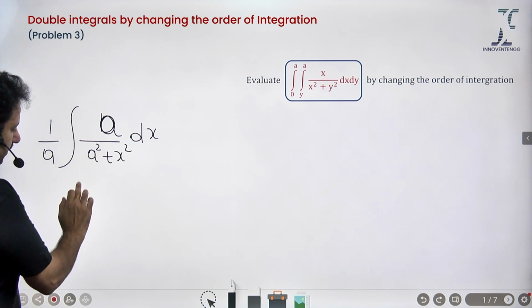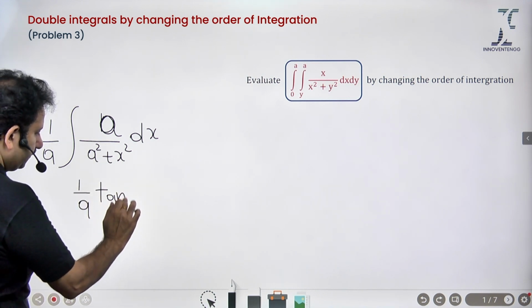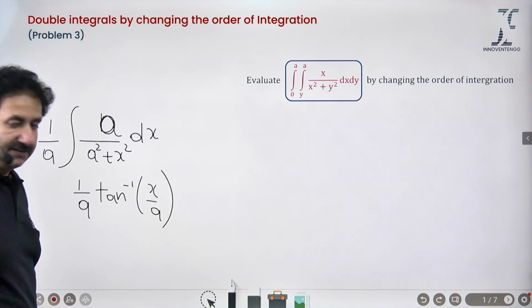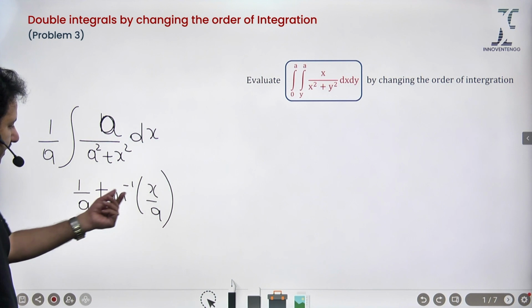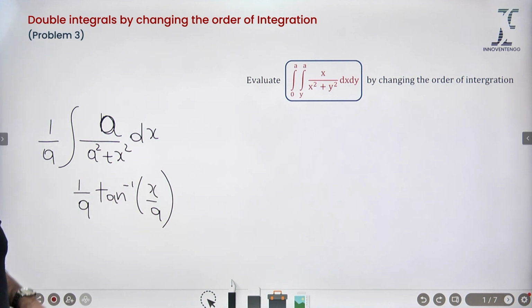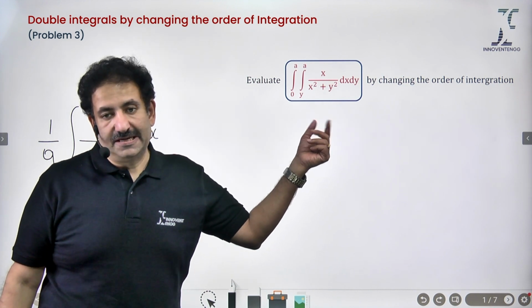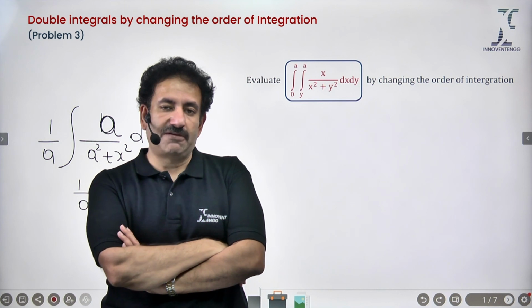So in such case, what you can have here is tan inverse x by a. Whenever you integrate 1 by a square plus x square, you get 1 by a tan inverse x by a. So this, if you remember, you would be able to solve this typical problem. Let's look at this particular problem, how exactly you begin solving this.